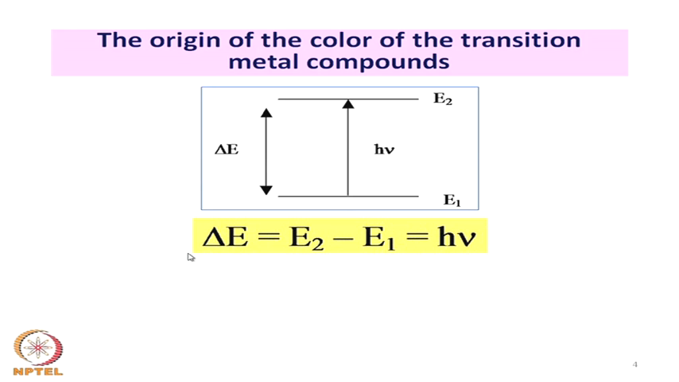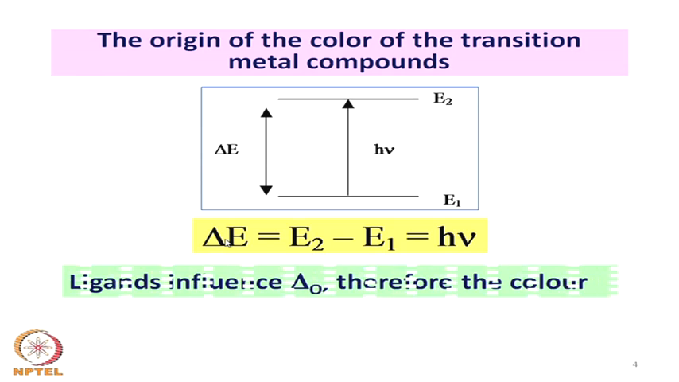So, we have the delta E values, which is the difference between these 2 levels, and now we will bring in the idea about coordination, that if we have the ligands, we have already seen related to the CFSE calculation and the crystal field splitting, that the ligands can influence the delta O values, and therefore, it can also change the color. So, if we have one particular magnitude of delta O, we will have a particular color for a specific metal ion in a particular oxidation state.